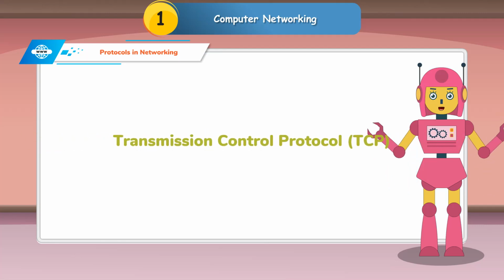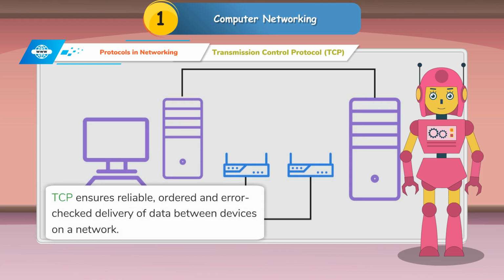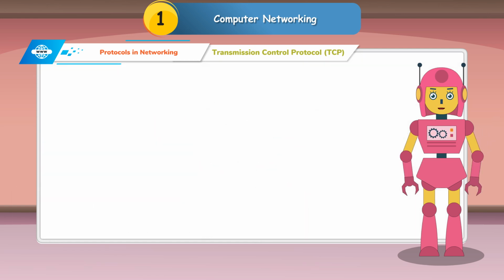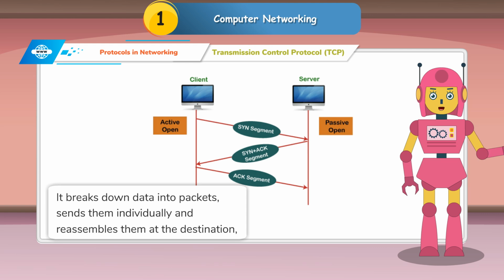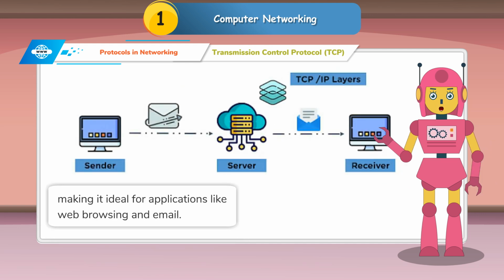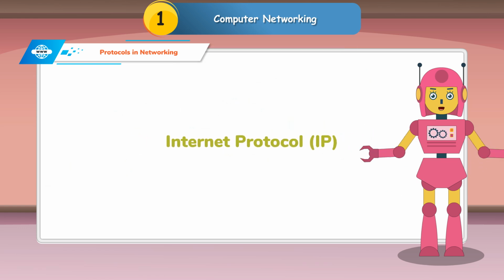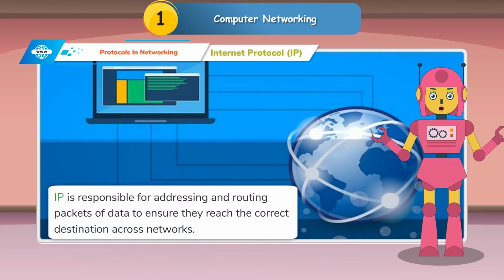Transmission Control Protocol (TCP). TCP ensures reliable, ordered, and error-checked delivery of data between devices on a network. It breaks down data into packets, sends them individually, and reassembles them at the destination, making it ideal for applications like web browsing and email. Internet Protocol (IP) is responsible for addressing and routing packets of data to ensure they reach the correct destination across networks.